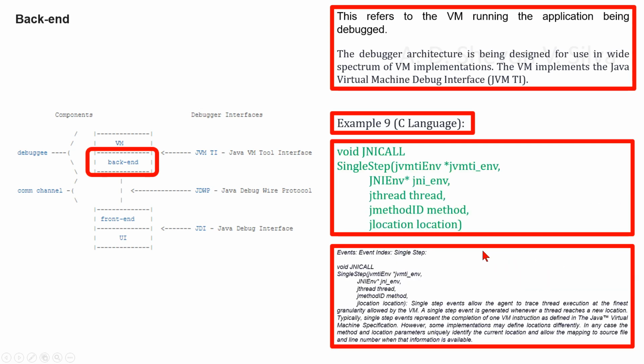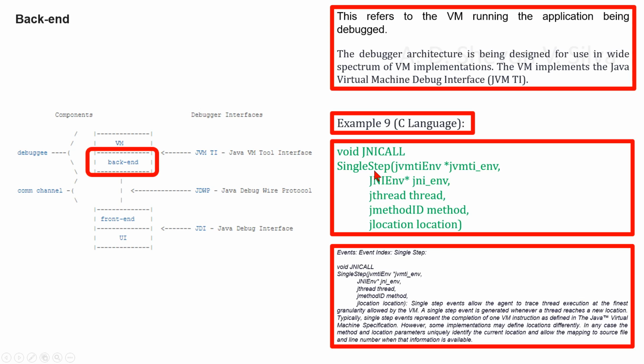Now we are considering the single step event in the events index. void JNICALL SingleStep(jvmtiEnv *jvmti_env, JNIEnv* jni_env, jthread thread, jmethodID method, jlocation location). The single step events allow the agent to trace thread execution at the finest granularity allowed by the VM.